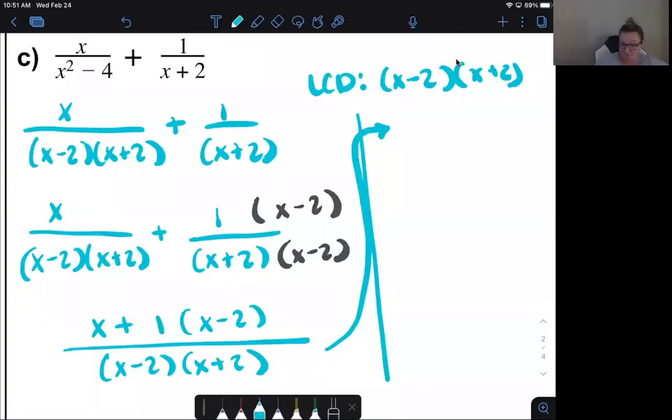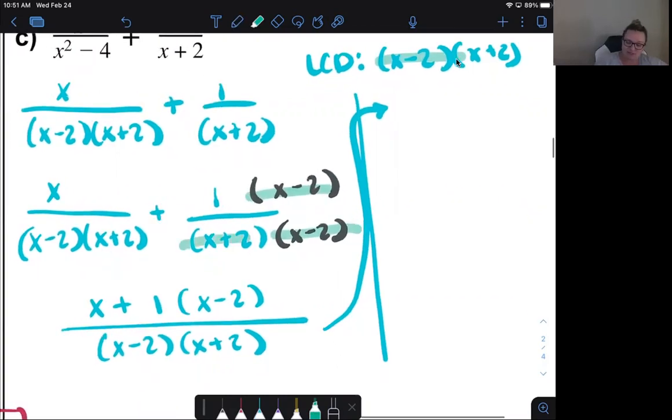All right, so I found that my LCD was x minus 2 times x plus 2. The first fraction isn't missing any piece of that least common denominator, so I left it alone. The second one, though, is missing the x minus 2, so I multiplied the numerator and the denominator by that x minus 2 piece. Then, because my denominators are now the same, I went ahead and added the numerators. So I got x plus 1 times x minus 2 all over x minus 2 times x plus 2. So now we need to simplify from there.